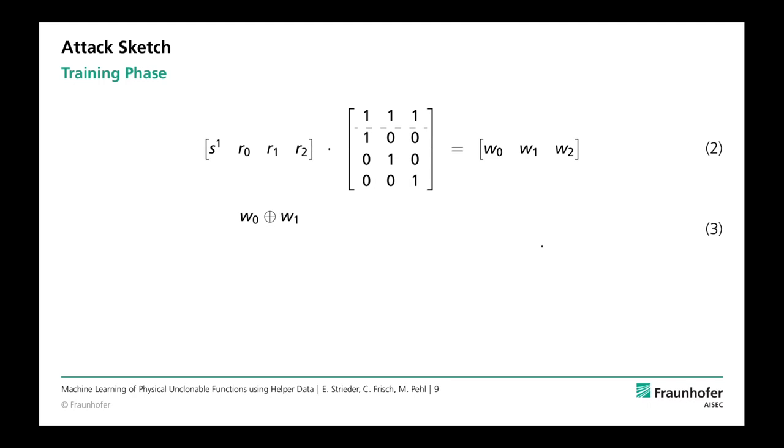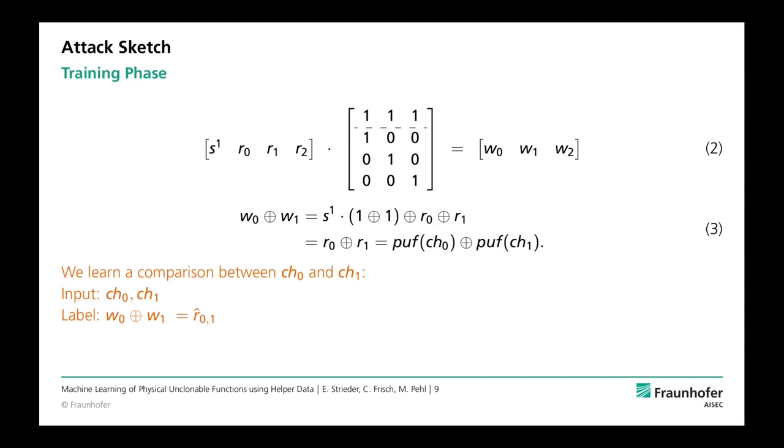Since we know the helper data bits, we can XOR them. We rewrite this and see that the secret, which is unknown, cancels out. So the responses are in a direct connection with the challenges. By XORing the helper data bits such that the secret cancels out, we learn a comparison between two path challenges.